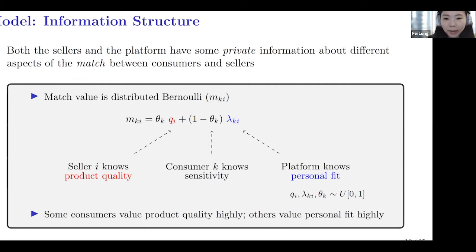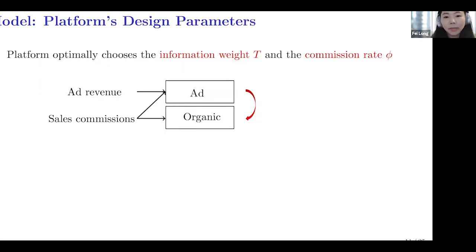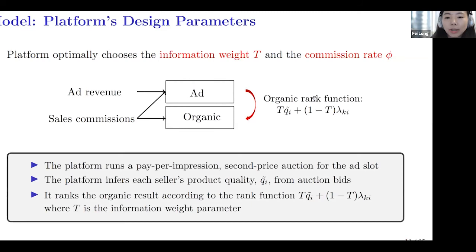One of the key things we talk about is that sellers know something that the platform does not know. The platform does not know this Q_i. So how can the platform learn it? It can learn from bids. Whenever a consumer searches for a keyword, sellers know their own product quality, and they will propose a bid based on that product quality. Even though the platform doesn't know the seller's product quality, now it can infer this from the seller's bid. Then it uses this inferred product quality, combines it with its own personal fit information to come up with a combined organic rank function. Whichever seller ranks higher on this organic rank function is going to occupy the organic slot.